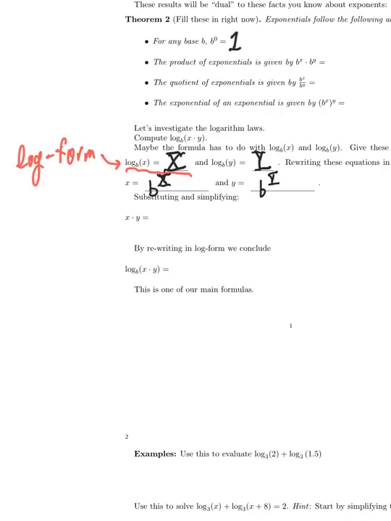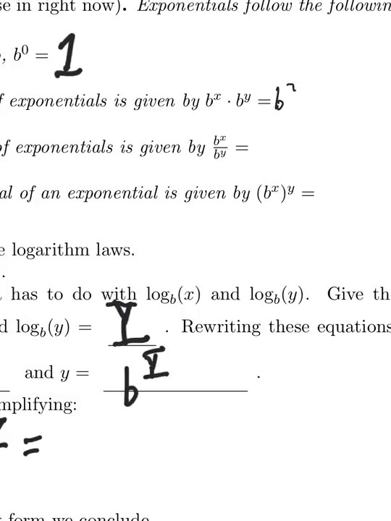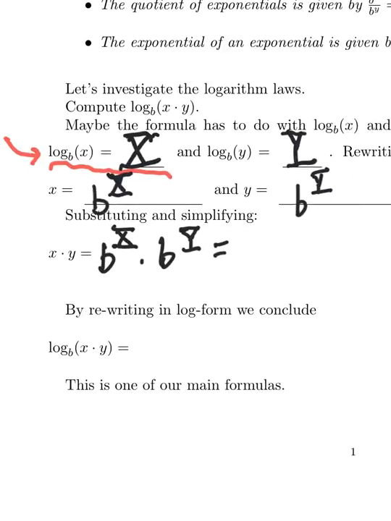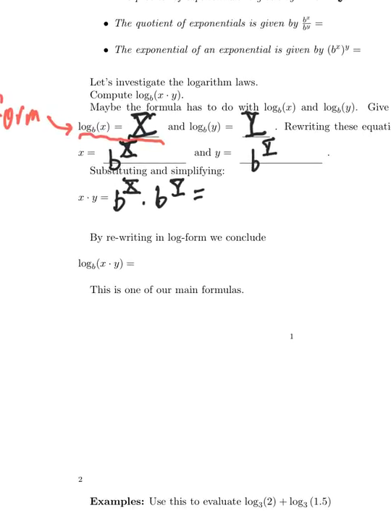So that means x times y, and there's a good reason to think about x times y because I want to know the log of x times y, is equal to, well, let's write it down. Little x is b to the power big X. Little y is b to the power big Y. And, well, that's a product of exponentials. I know a rule for the product of exponentials. In fact, I'll fill it in above. The product of exponentials is given by b to the x times b to the y is equal to b to the x plus y. So down here, I see a product of two exponentials, so I can write it as a single exponential with that thing in the sum. That's b to the big X plus big Y.